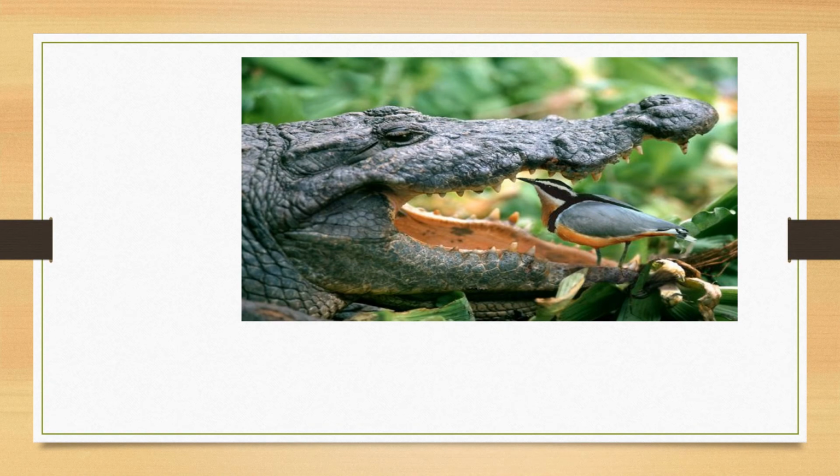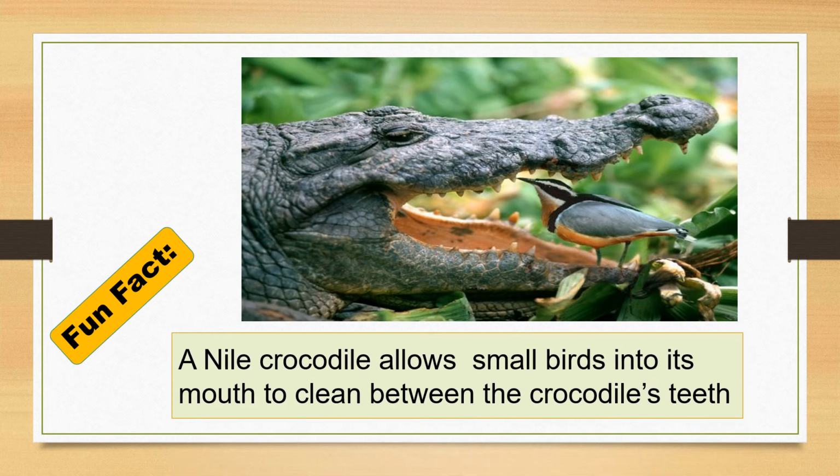Fun facts about crocodile. A Nile crocodile allows small birds into its mouth to clean between the crocodile's teeth. So you can see here the small birds trying to clean the teeth of the crocodile. So a crocodile allows the bird. Even when the crocodile opens its mouth, you have there the small bird cleaning.